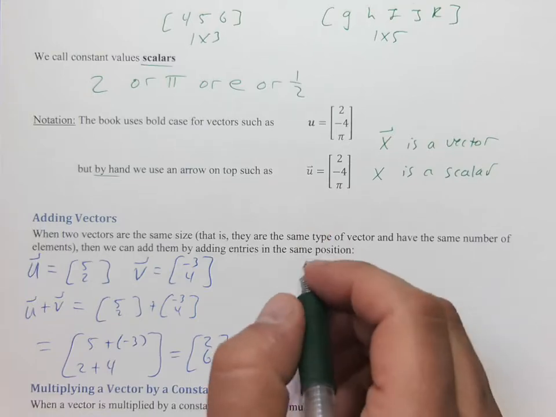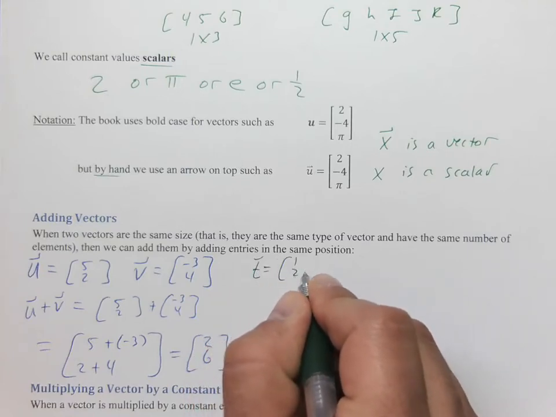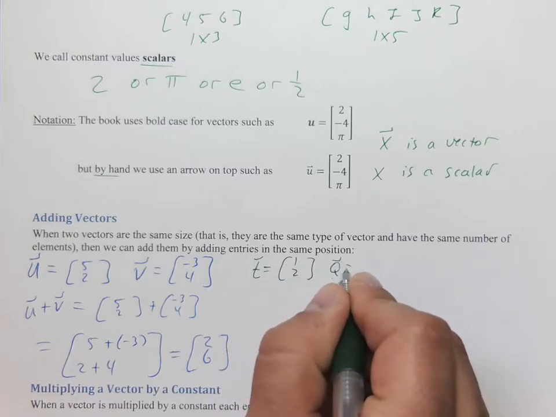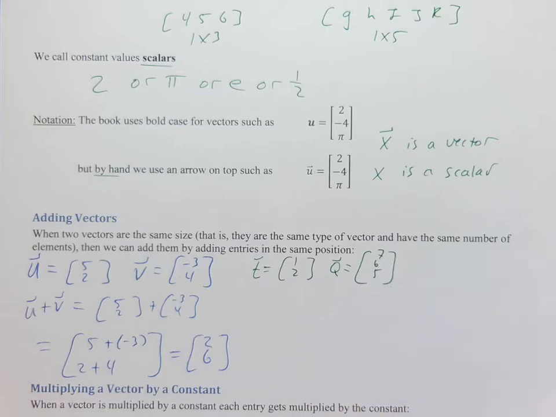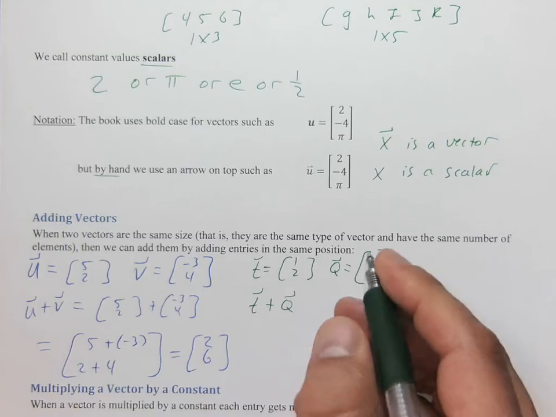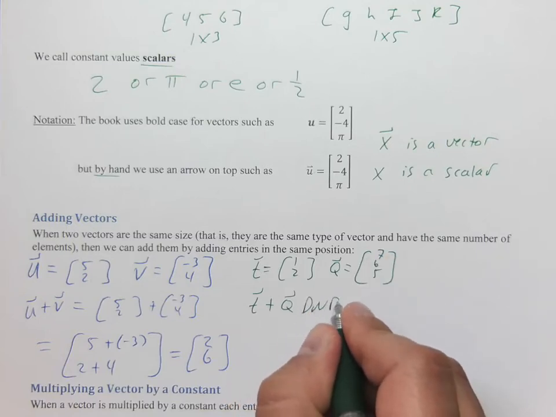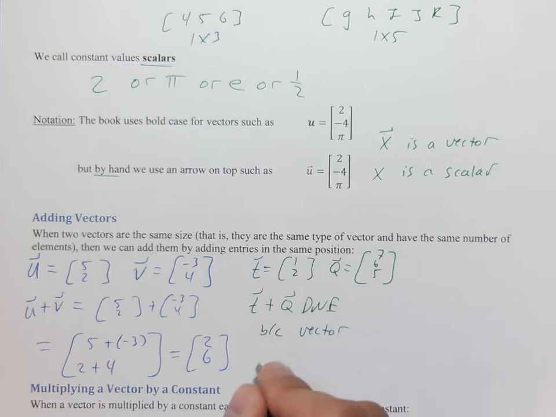Just to be more clear about that, if we had 2 different size vectors, like let's say t is 1, 2, and let's say q is the vector 7, 6, 5, we would not be able to add those 2 vectors together because they're different sizes, and they therefore don't have corresponding entries to add. So if someone asks you to do t plus q, we would just say, oh, that doesn't exist because the vectors are different sizes.